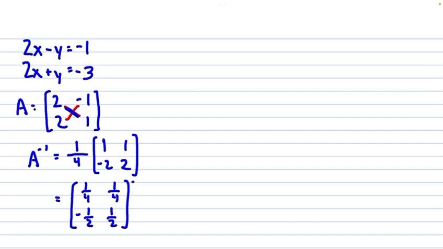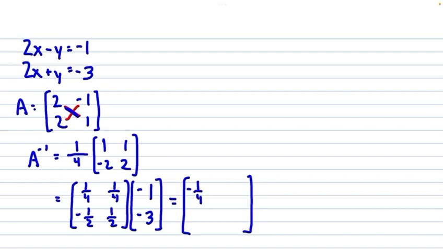But in this case, we have to multiply it by the solution vector, which was negative 1 and negative 3. Okay, so let's go right here. We've got 1/4 times negative 1, which was, we're going to show every step, negative 1/4. 1/4 times negative 3 was negative 3/4.